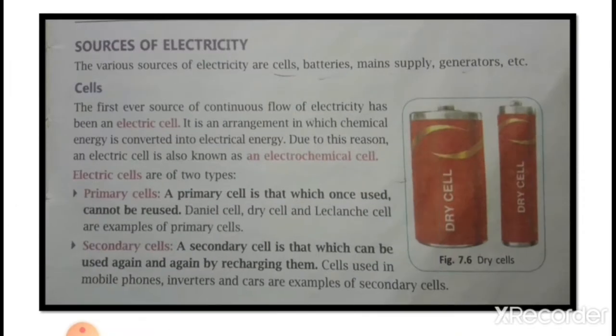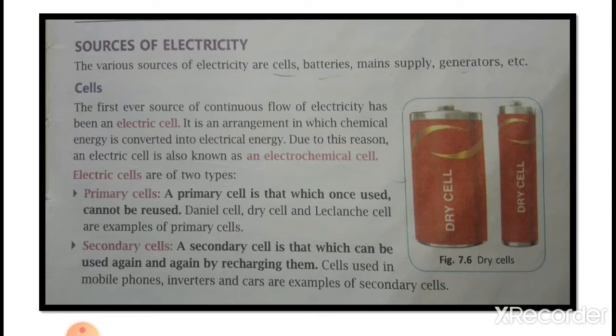Next one is about what are the sources of electricity. The various sources of electricity are cells, batteries, main supply, generators, etc. Okay, so these are the sources of electricity. Cells. First one is the cell. The first ever source of continuous flow of electricity has been an electric cell. It is an arrangement in which chemical energy is converted into electrical energy. Due to this reason, an electric cell is also known as electrochemical cell.